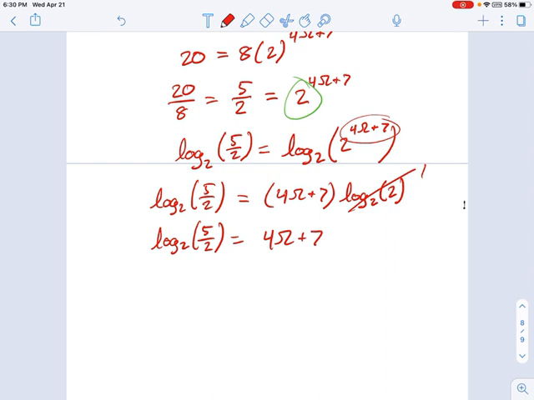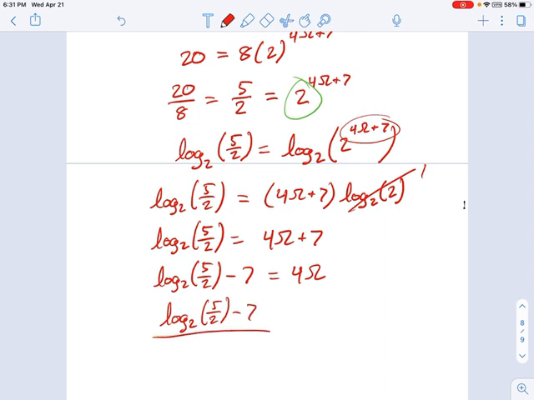And now we're basically done. We just need to grab omega by itself. So this is going to be log base 2 of 5 over 2 minus 7 equals 4 omega. And then we just divide each side by 4 and we're through. I'm going to take log base 2 of 5 over 2 minus 7, divide the whole thing by 4, and that is omega. And we're done. See, that was a snap.